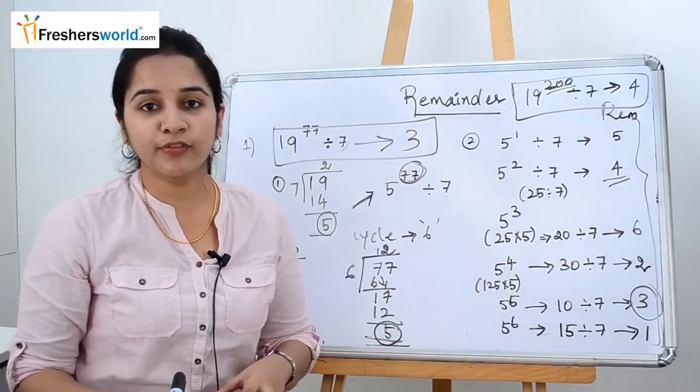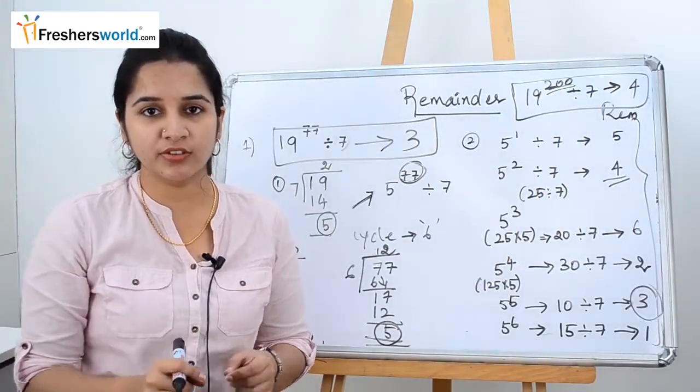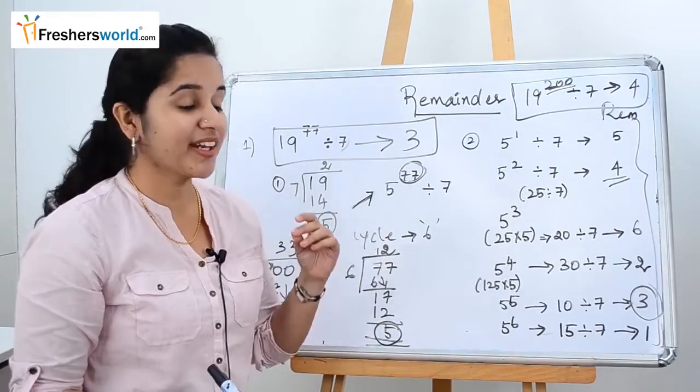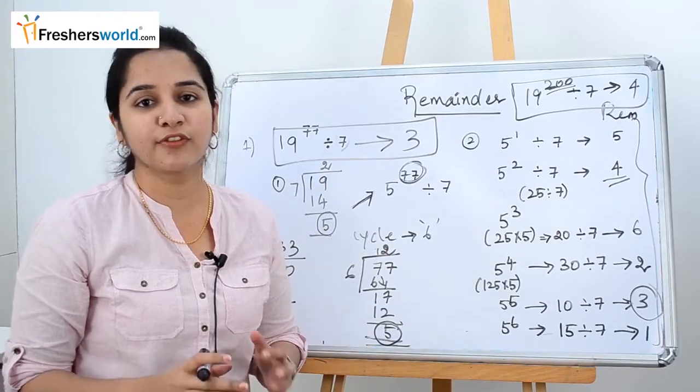It might sound confusing the first time you listen to this sum, but if you practice a lot of sums in a similar manner, you can easily find the value within 15-20 seconds.